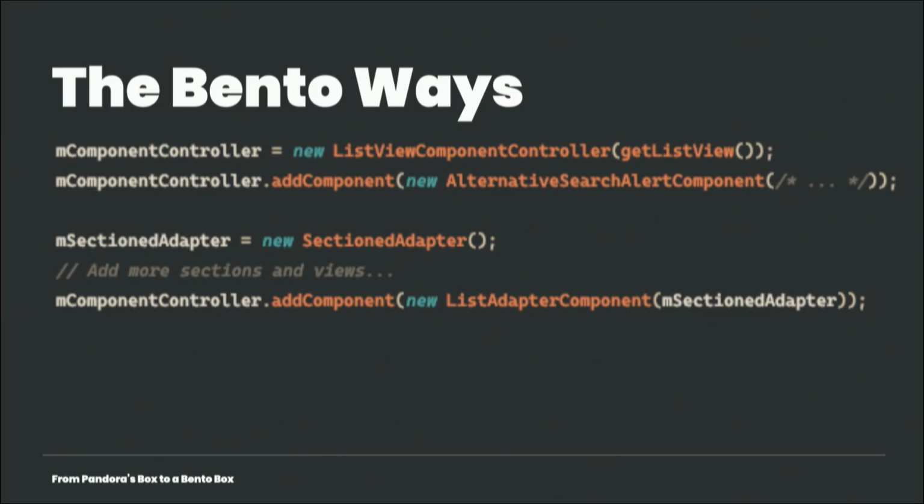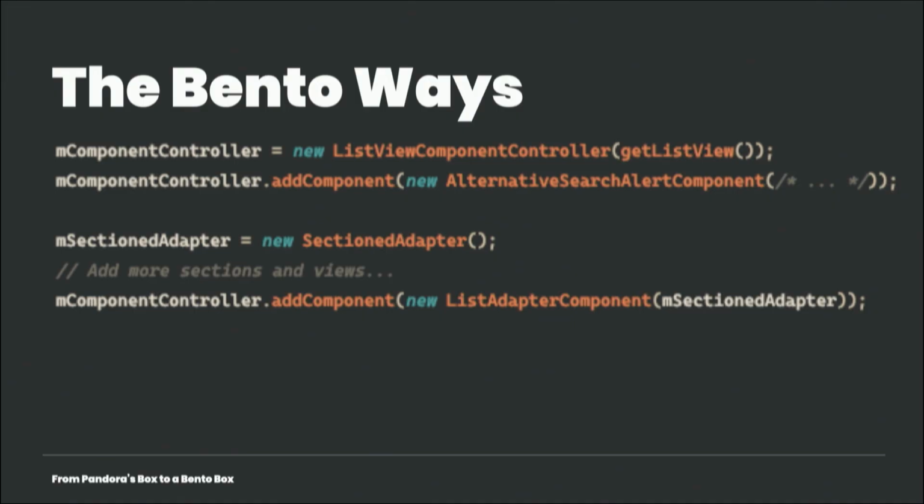So now the Bento way, we have this component controller that wraps our list view, right? We have the list view component controller. And then what we can do is we can call add component on the component controller to add our brand new alternative search alert component. So now we have a list view with one component, the alternative search alert component that's sitting right at the top.